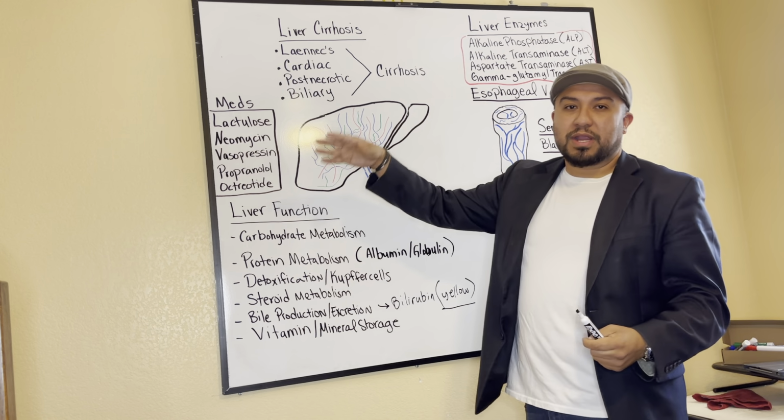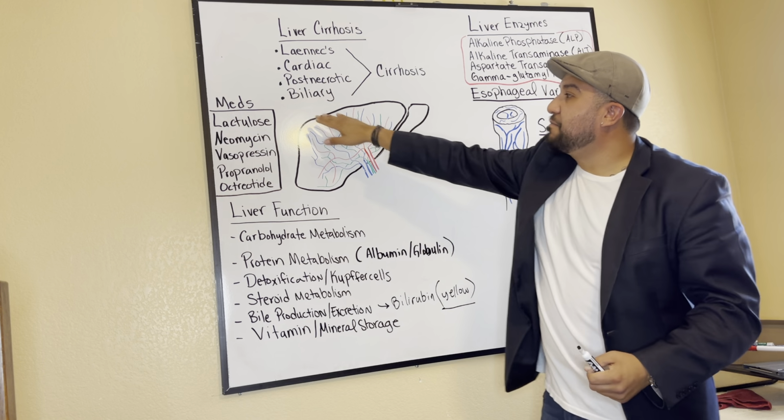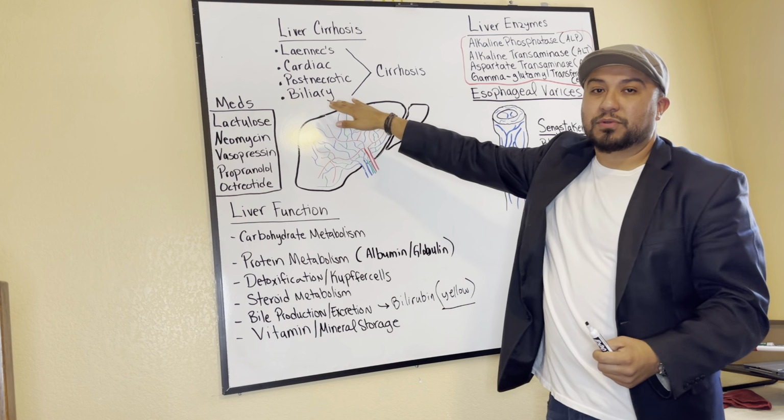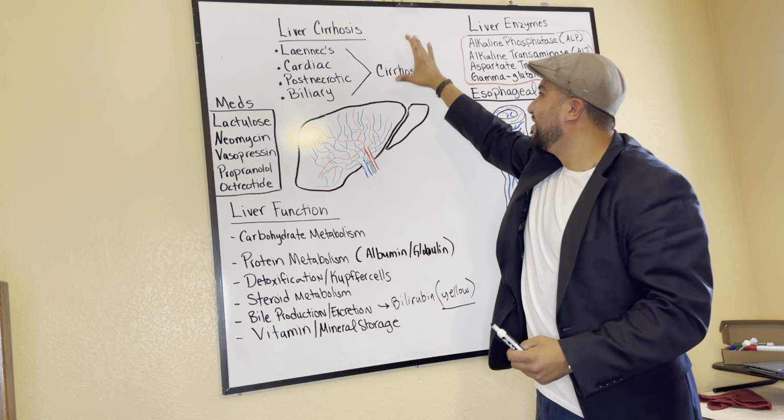So the liver can no longer carry out its function eventually. We have post-necrotic, and we have biliary liver cirrhosis as well. This is just talking about the etiological factors. What can cause the cirrhosis?